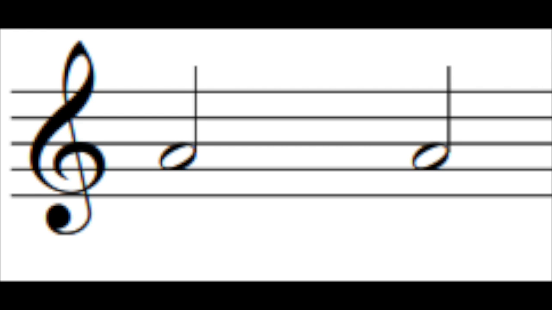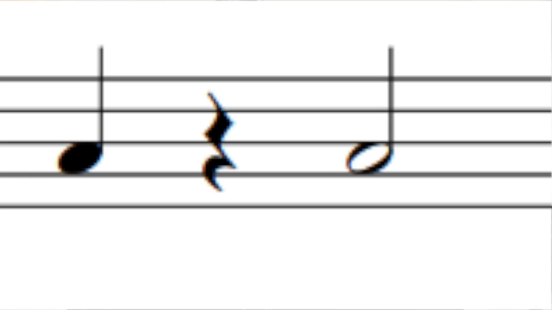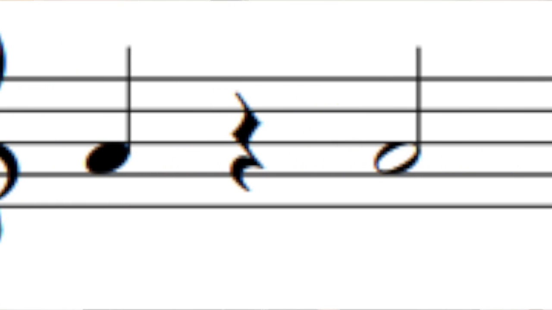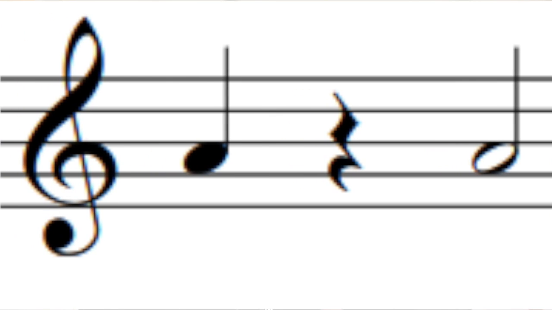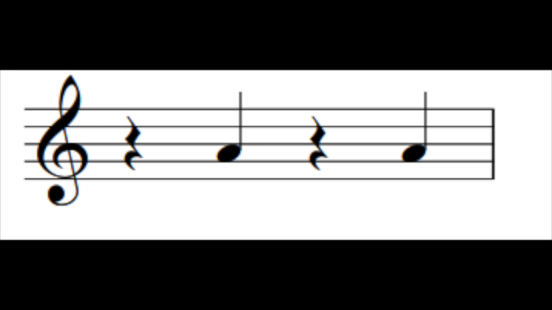Here we go. Ta. Ta. Ta. Ta. Ta. Ta. Rest. Ta. Ta. Rest. Ta. Ta. Ta. Ta. Rest. Rest. Ta. Rest. Ta.